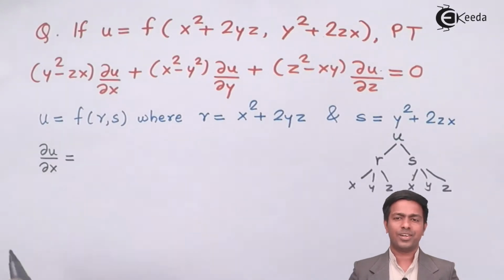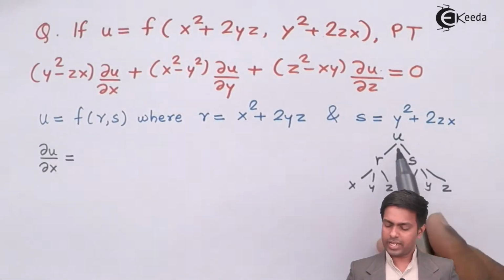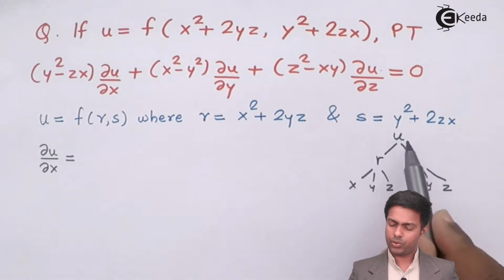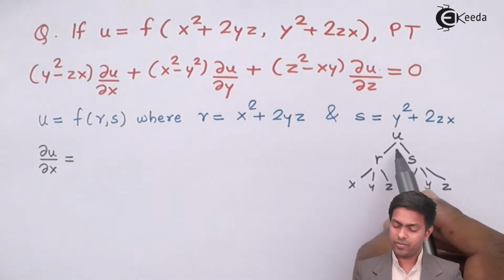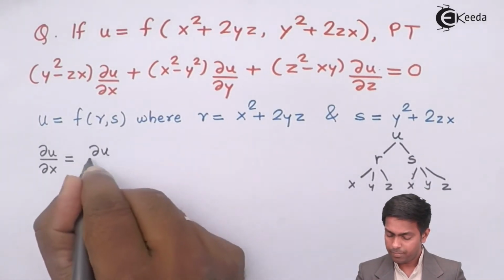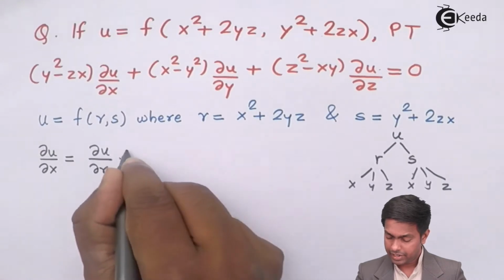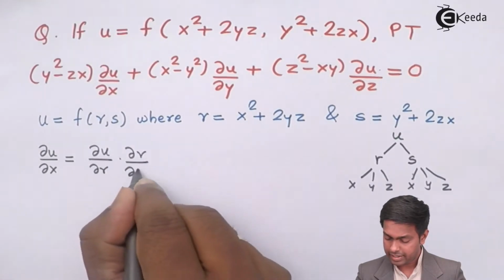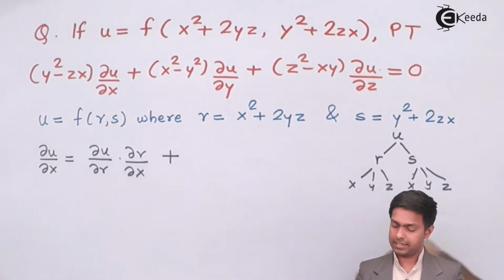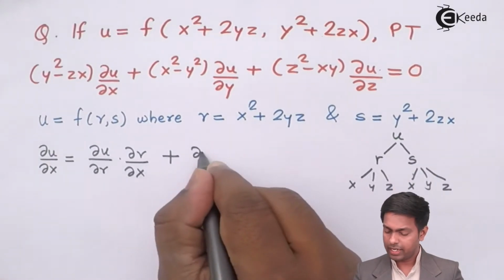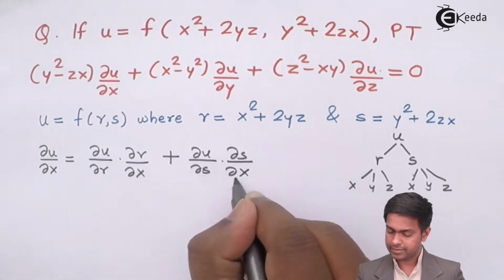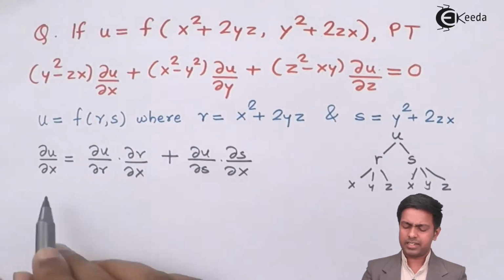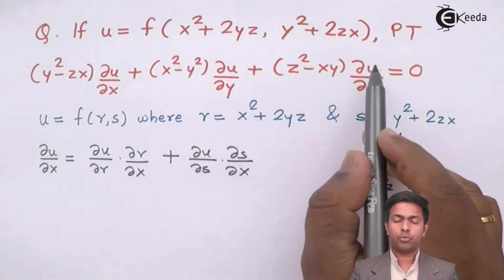So let's start. To find the value of del u by del x, here I will apply the chain rule from u to x. From u to x there are two paths, one is u to r to x and the other is u to s to x. On these two paths I will apply the chain rule. So here we'll get del u by del r into del r by del x plus, the second path, del u by del s into del s by del x. Now guys, a similar thing I'll do with del u by del y and del u by del z.